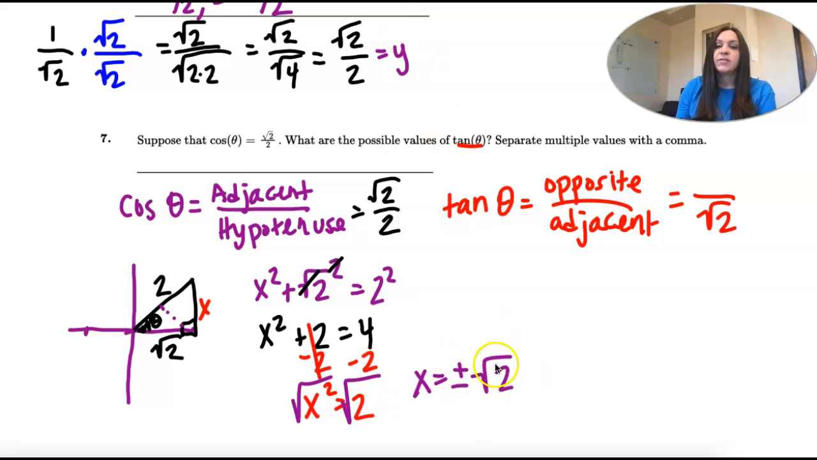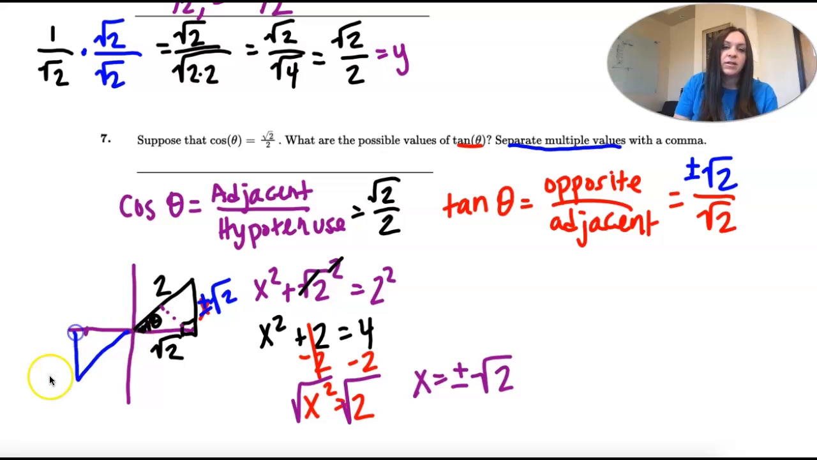Okay, so positive or negative, that's why it's saying separate multiple values, because tangent has 2 values now. We have a plus or minus, depending on which way our triangle is going, right? So if we're going this way, that's going to be a negative. If we're going this way, that's going to be a negative, right? Alright, so let's separate it out into our values.